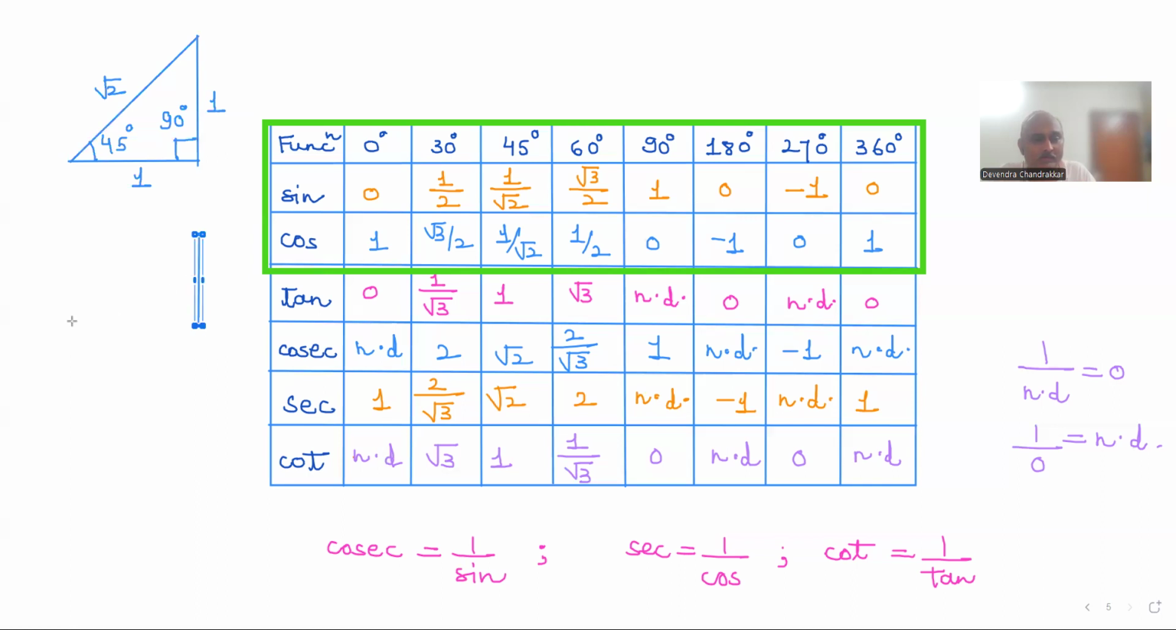Then the next is 30, 60 and 90. Draw a triangle having its angles as 30, 60 and 90. So this is 30. This is 60. And this is 90. Chalega? So what you do here is, the sides are 1, 2 and root 3. Very simple. 1, 2 and root 3.